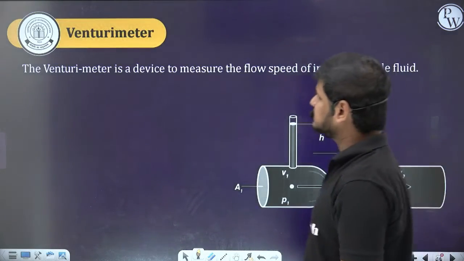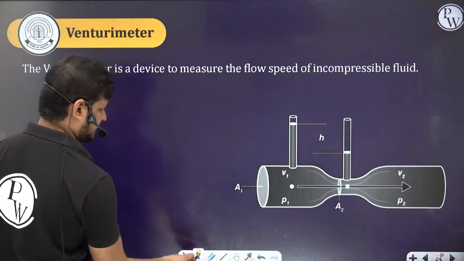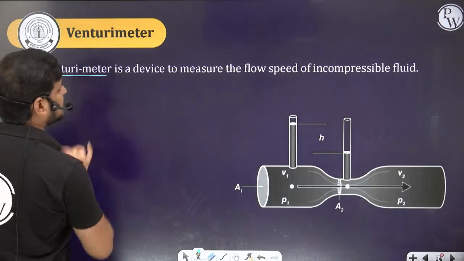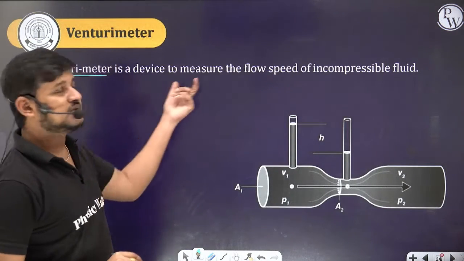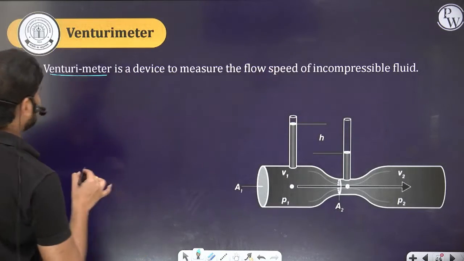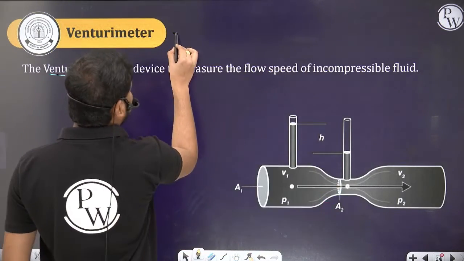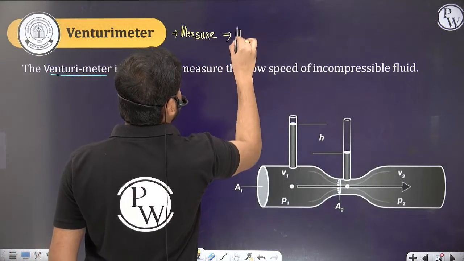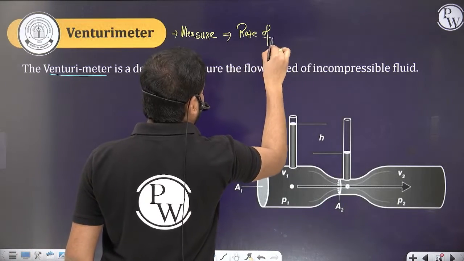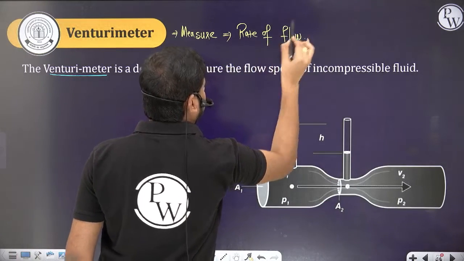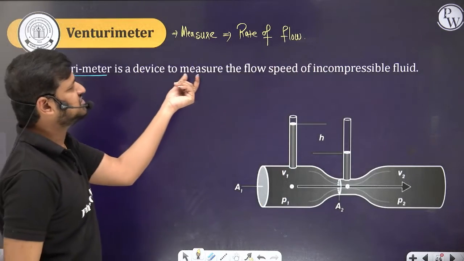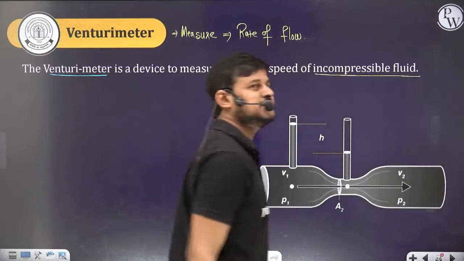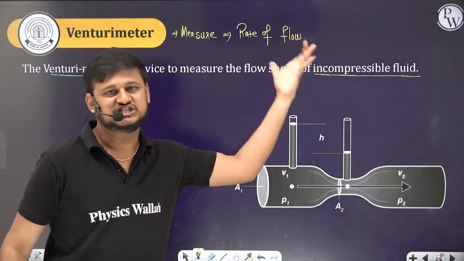Now let's go for the next concept, that is the venturimeter. So what is a venturimeter? It's a device which is used to measure the rate of flow. The venturimeter is a device to measure the flow speed of the incompressible fluid we are talking about. So the ideal fluid, incompressible fluid, whose density will not change.